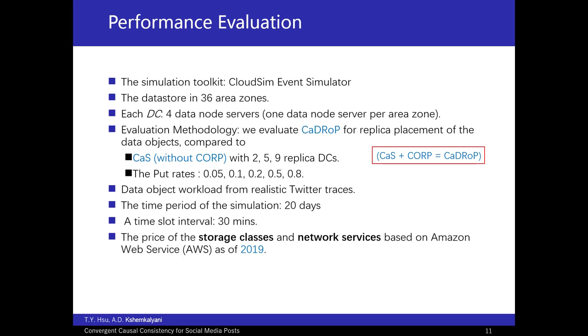We vary the put rates from 0.05 to 0.8. We use realistic Twitter traces as the data object workload. The simulation is performed for a period of 20 days in time slot intervals of 30 minutes. The prices of the storage classes and the network services are specified based on Amazon Web Services in 2019.